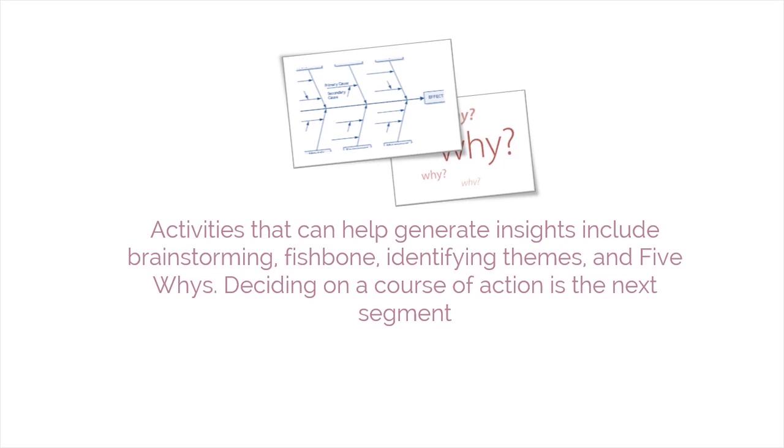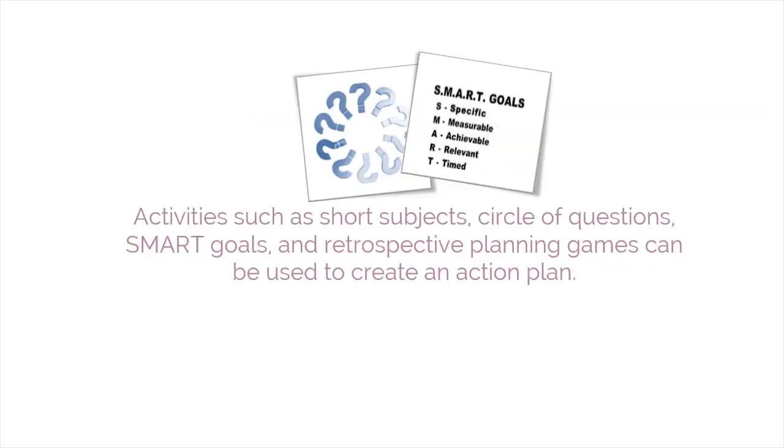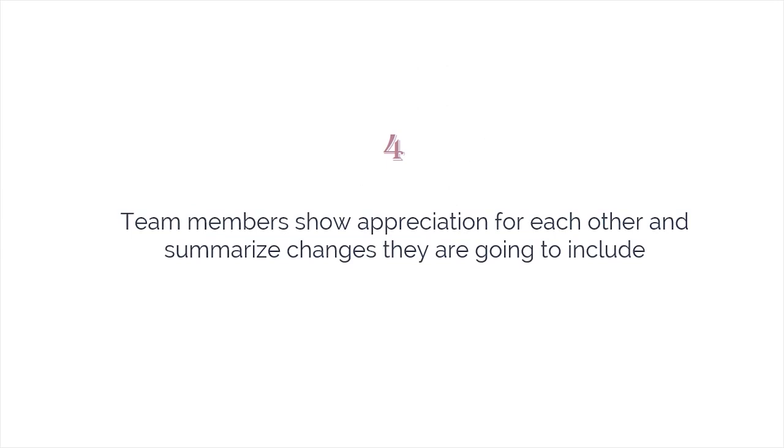Deciding on a course of action is the next segment. Based on the insights, team members plan how they will act differently on the next iteration. Activities such as short subjects, circle of questions, SMART goals, and retrospective planning games can be used to create an action plan. In the final segment, team members show appreciation for each other and summarize the changes they are going to include going forward.